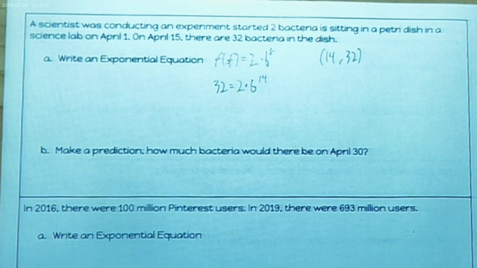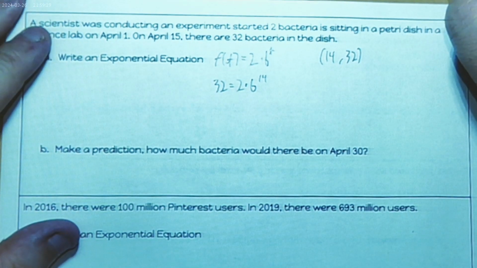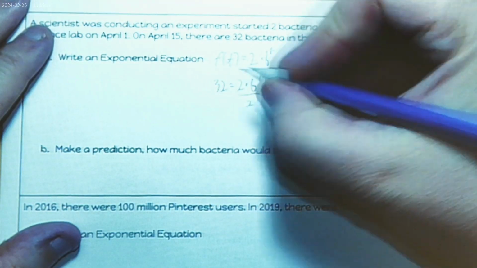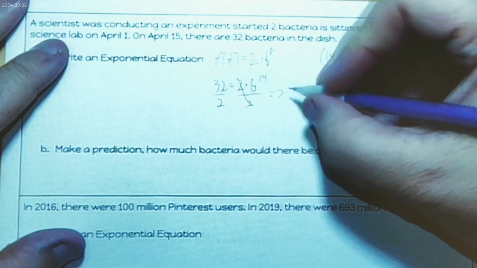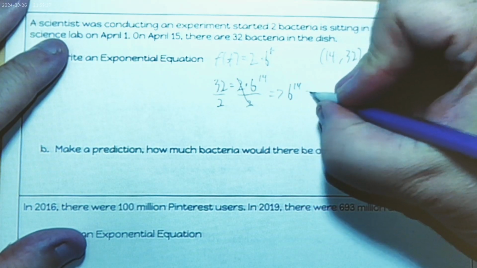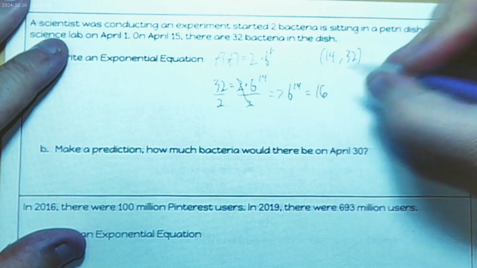This is not going to be a great growth rate. I can just call that right now. I'm going to divide both sides by 2. It gets rid of this one. So what that means is B to the 14th is going to equal 16.